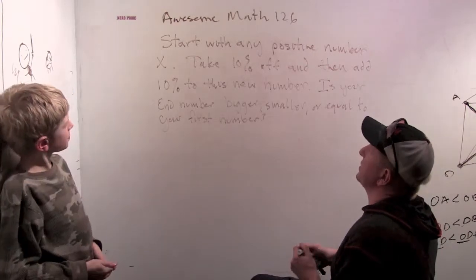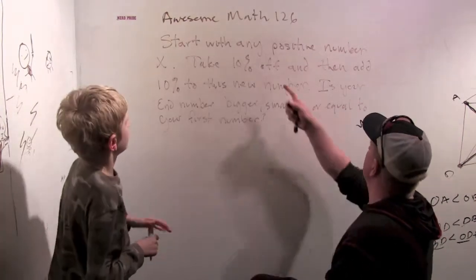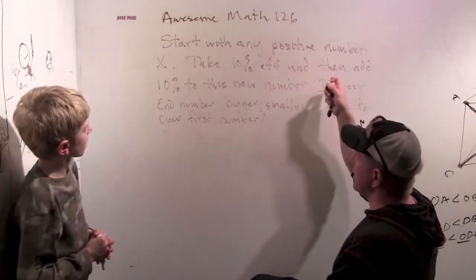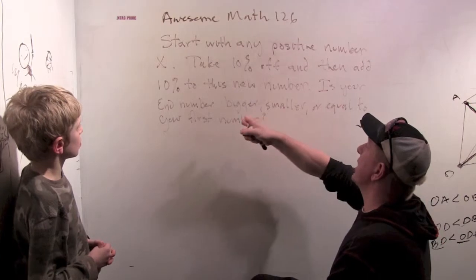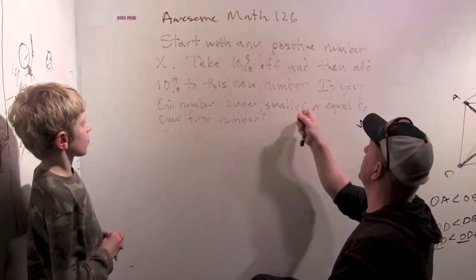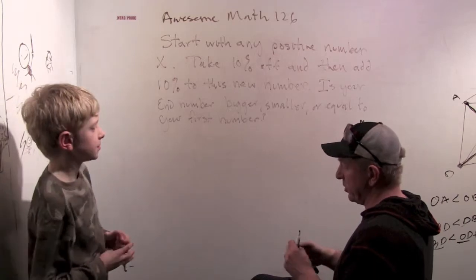So you start with any positive number and call it x. Ooh, this is a good marker. Take 10% off, and then add 10% to the new number. Is your ending number bigger, smaller, or equal to your first number? Before we do the problem, what do you think?